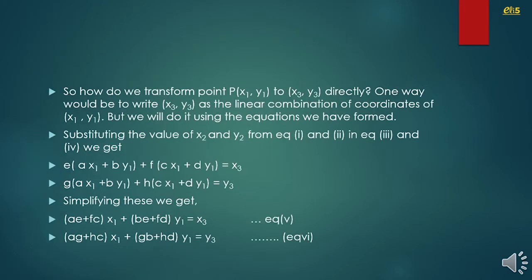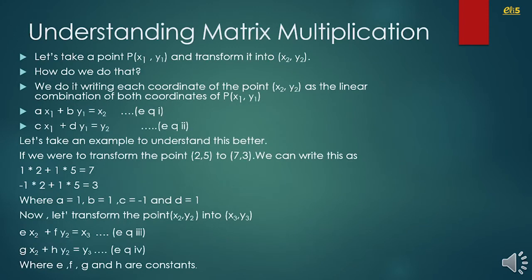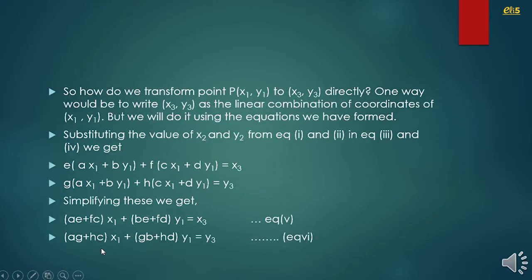Moving ahead. So the question is, how do we transform the point x1, y1 to x3, y3 directly? So the method would be linear combination. But let's use our previous equations to do so. So we have 4 equations, equation 1, 2, 3, and 4. So what we do is we substitute the values of x2 and y2 from equation 1 and 2 into equation 3 and equation 4. What do we get?